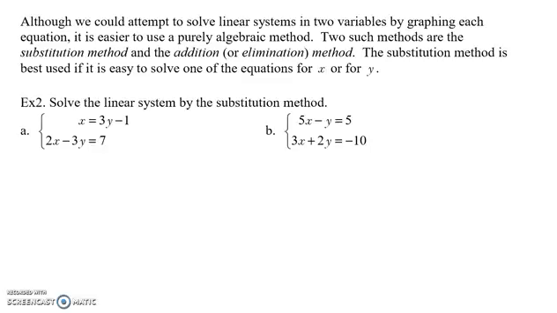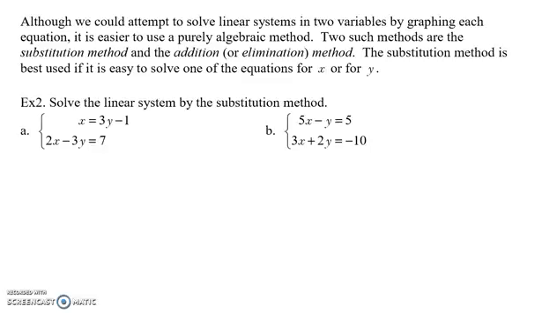The substitution method is best used if it's easy to solve one of the equations for x or for y, or perhaps if one of the equations is already solved for x or for y. If we look at example 2 part A, we have a system where the substitution method is suitable because the first equation is solved for x. X equals 3y minus 1. The idea of the substitution method is, as the name suggests, to do a substitution, that is, to substitute and express one variable in terms of the other variable.